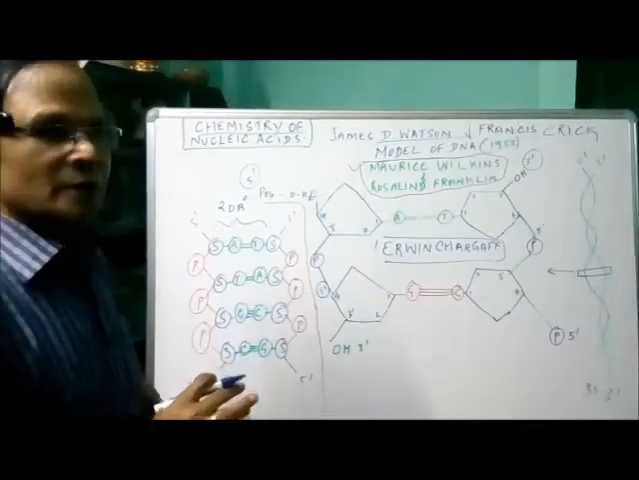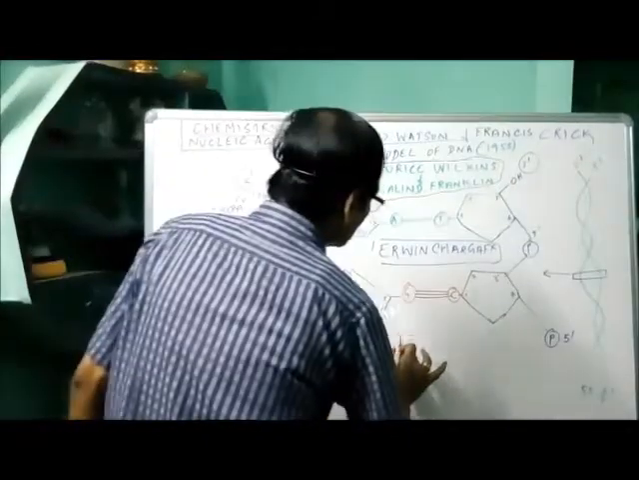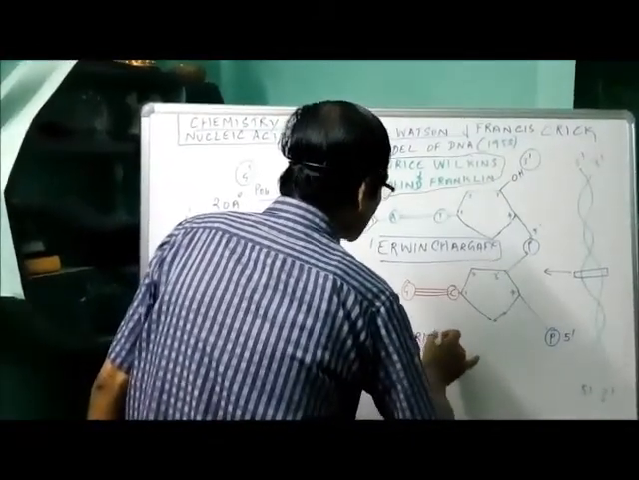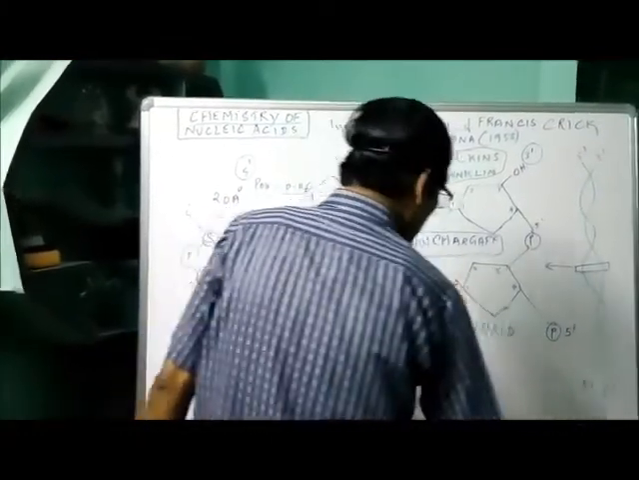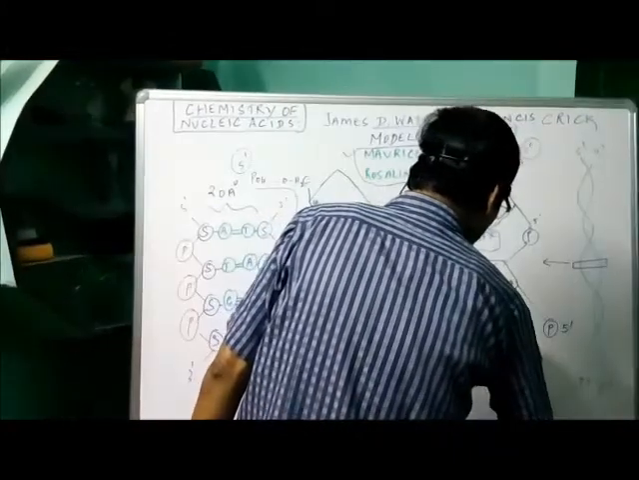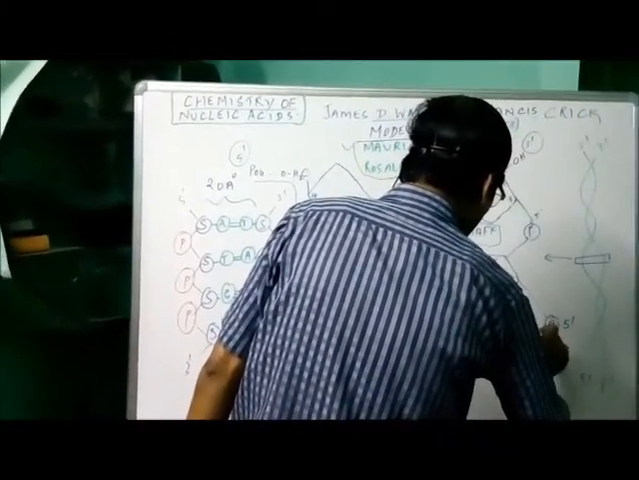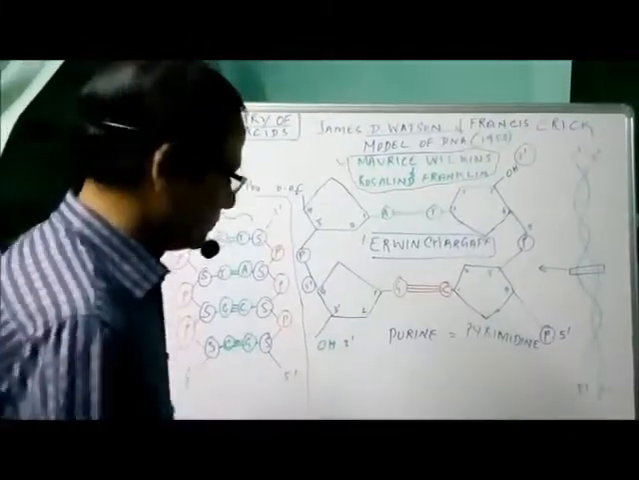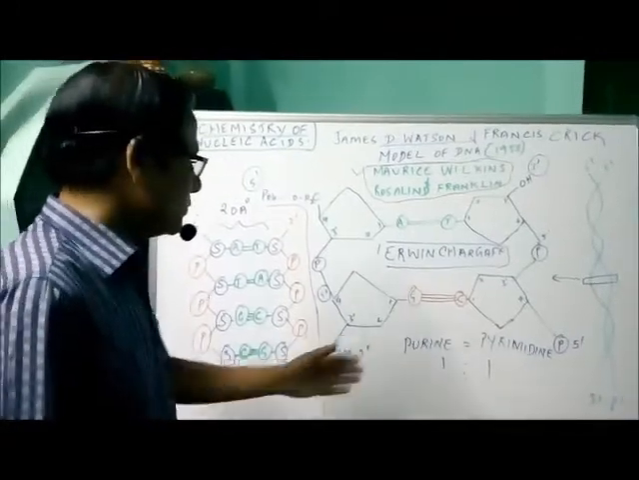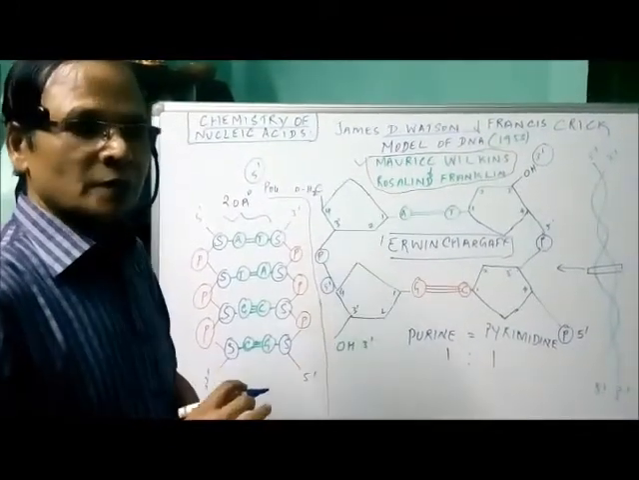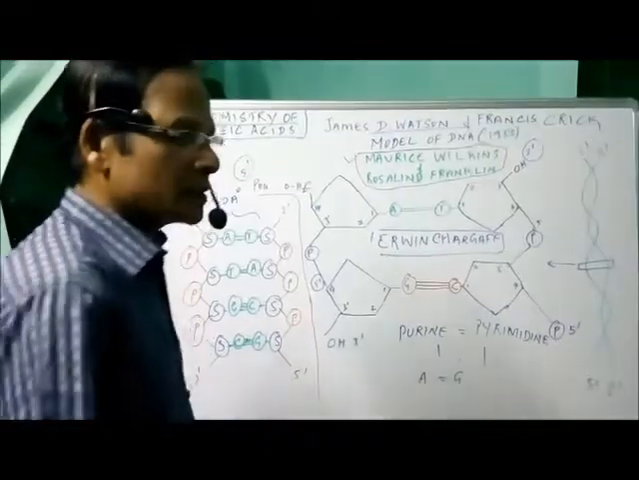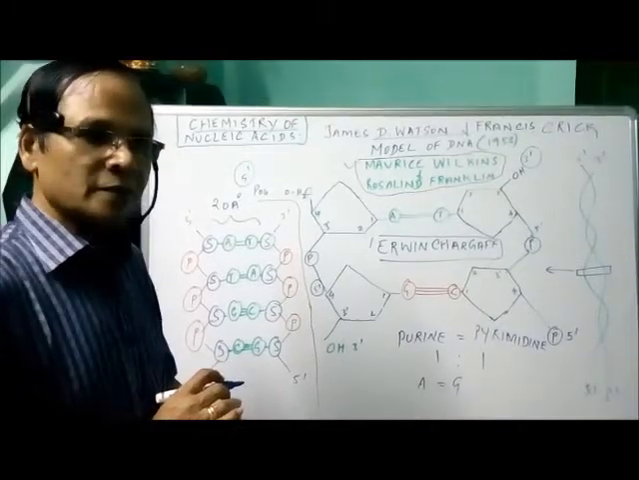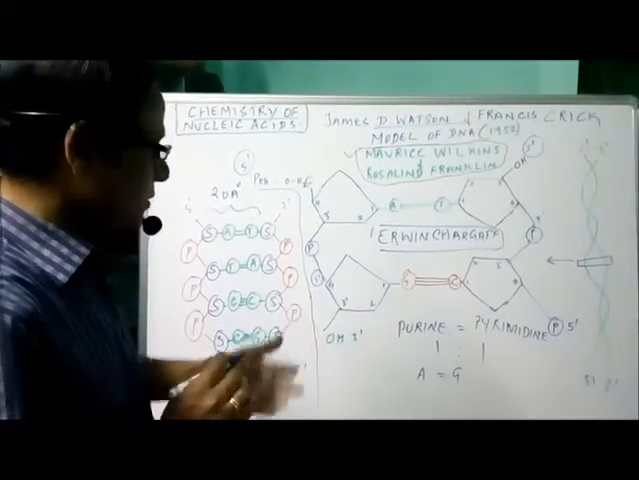Now what is base pairing? The number of purines is equal to the number of pyrimidines. This is the base pair rule. They exist in a 1:1 ratio. That means the purines include adenine and guanine, and the number of adenine is equal to the number of guanine, as they belong to the purines.